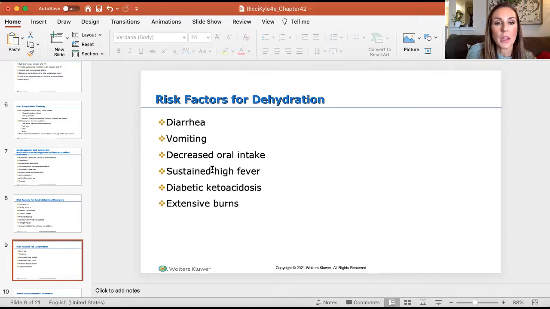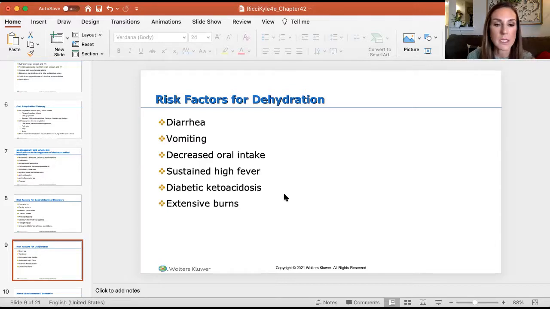So we know the risk factors for dehydration. We've got diarrhea, vomiting, decreased oral intake, any high fevers. We know when we have high fever, we lose a lot of fluid that way. If you're in diabetic ketoacidosis, a lot of times they have frequent urination with that, and they lose a lot of their water. They don't have those electrolytes needed to fill those cells up, so that can cause dehydration severely. You're always going to see your diabetic patients on some kind of fluids running, and oftentimes with potassium, depending on their potassium levels. Extensive burns.